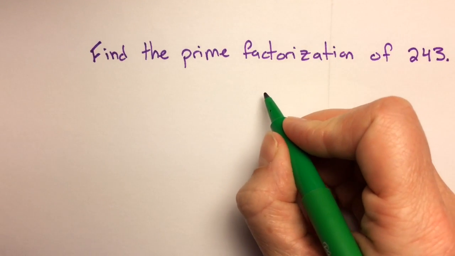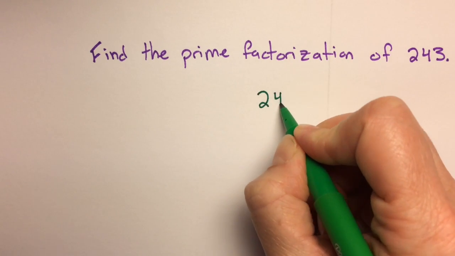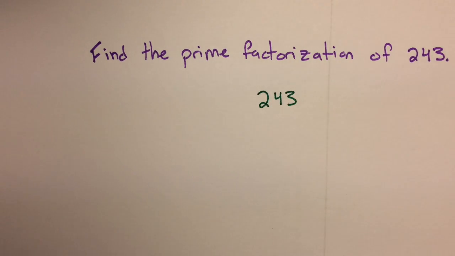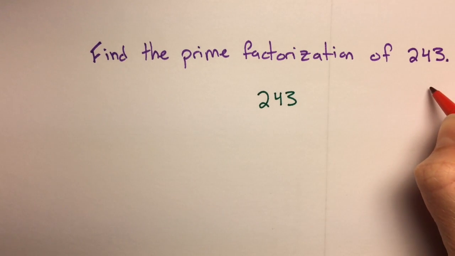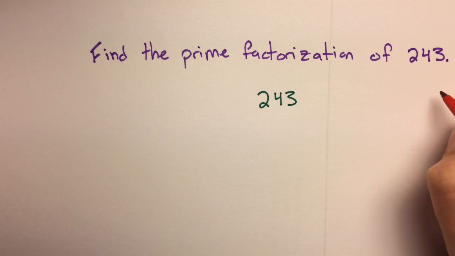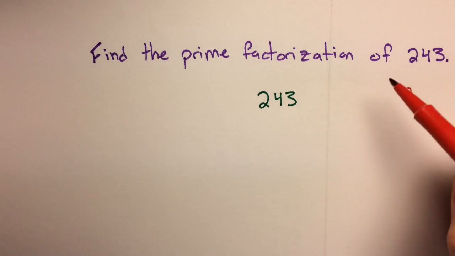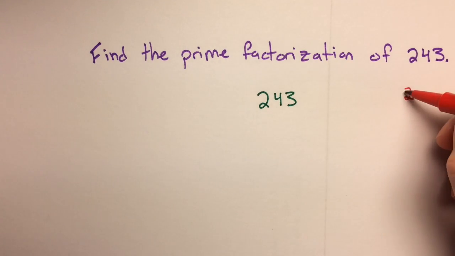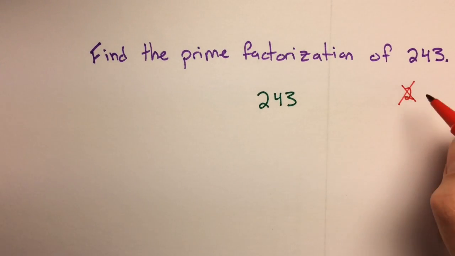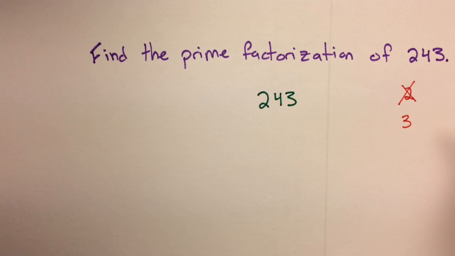So again, I'm going to make a factor tree. I start with my number 243, and I have to start deciding what numbers might go into it. So I have a sort of mental list of small prime numbers. I'm going to start by thinking of the number 2, since that's my smallest prime number, but this number is not even, so 2 is not going to go into it.